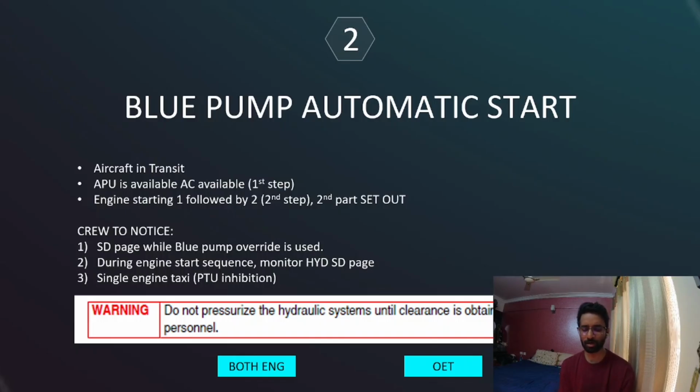Then I'll show you the PTO inhibition logic that we discussed in the basic system operations of PTO. We will see it in real, in different cases, different stages. When does PTO work, when does it not work, and why is it not working? So that inhibition logic, if you're not familiar, we will see it in the video today. And then a single engine taxi example also I'll show you.